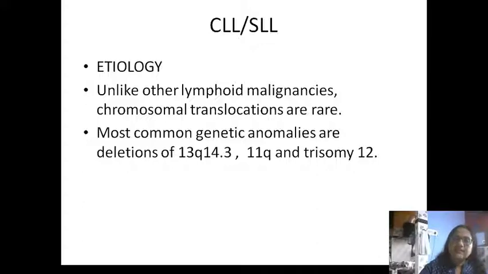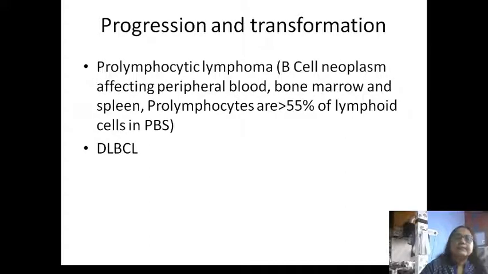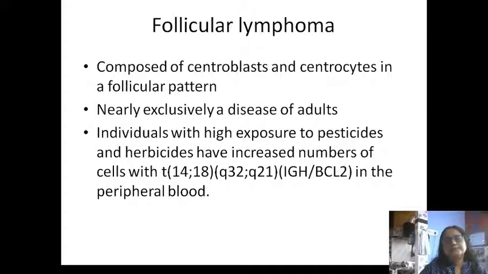What do we find here? There are genetic anomalies like deletions of chromosome 13, 11, 17 and trisomy of chromosome 12. There is a staging system called the Rai and Binet staging system to define the disease extent of CLL or SLL. And this chronic lymphocytic leukemia may transform into prolymphocytic lymphoma, which is another B cell neoplasm, or into diffuse large B cell lymphoma.